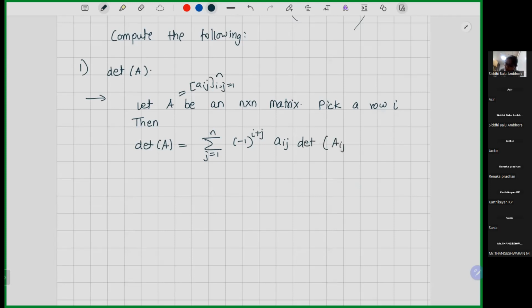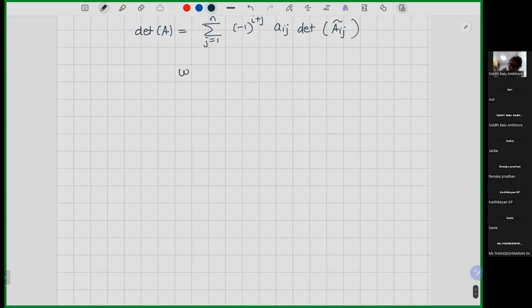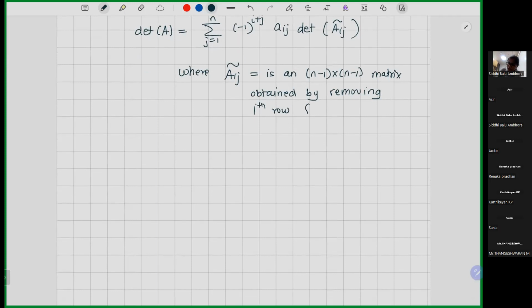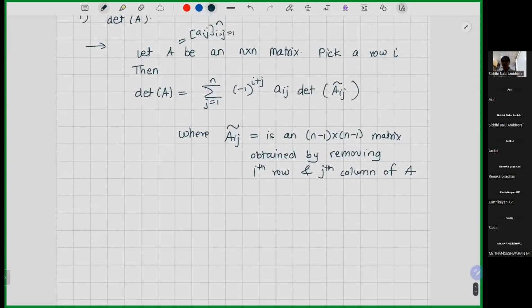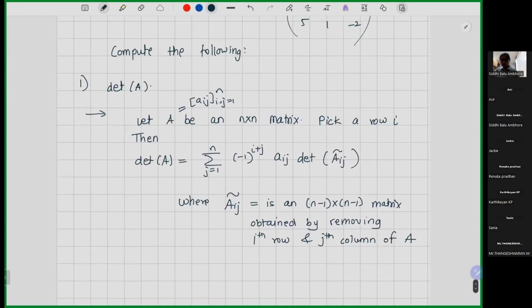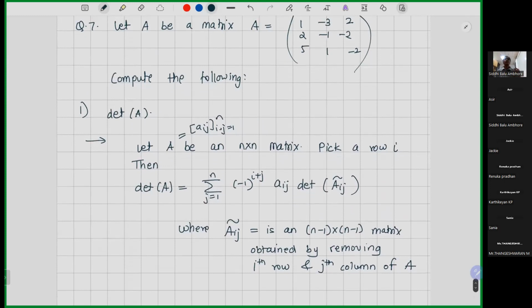Times the determinant of A_ij tilde. So what is A_ij tilde? A_ij tilde is an n minus 1 cross n minus 1 matrix obtained by removing the ith row and jth column of A. This is called the ijth minor of matrix A. Okay, so this is the definition of determinant.